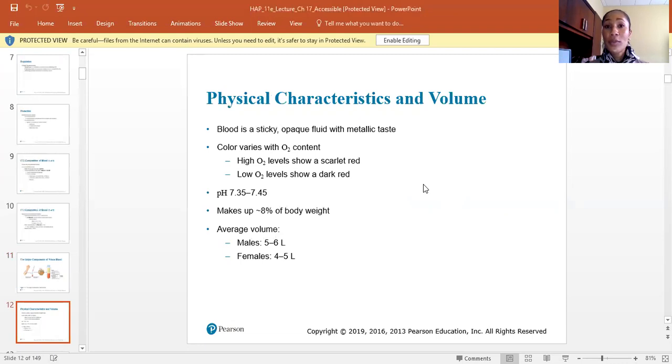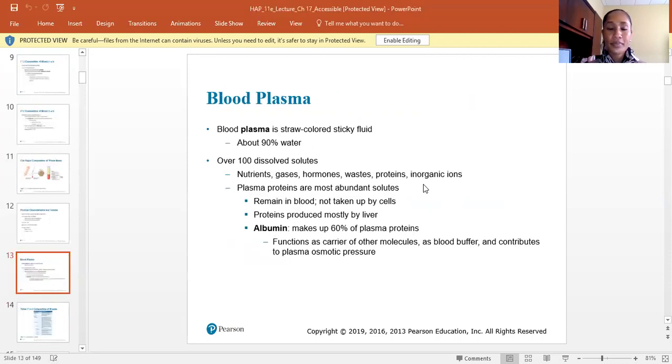The pH of blood, we should remember this from 168, is between 7.35 and 7.45. And remember that our blood pH cannot veer from this range really at all without us seeing some adverse effects from it. Blood makes up about 8% of our body weight. And in terms of volumes, I'm not going to test you on this, but this is there for you if you're just interested. For males, blood is about 5 to 6 liters. For females, it's a little less, 4 to 5.